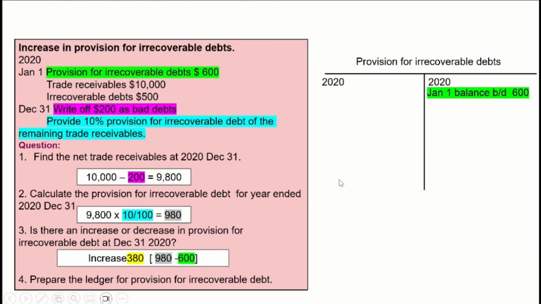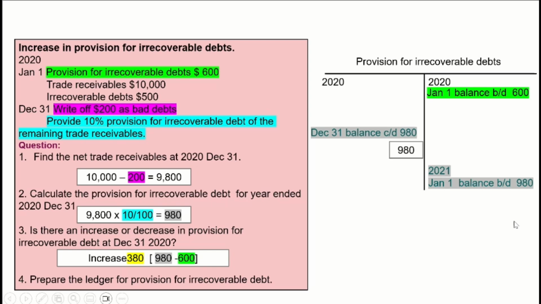Current year, it's 980. So you write it December 31st on the debit side as balance carried down 980. 2021 Jan 1st balance brought down 980 on the credit side. Now bringing in the total, debit side is greater. Bring it to the total, take away the lesser number side, which should be 380. This should be transferred to income statement as at December 31st.